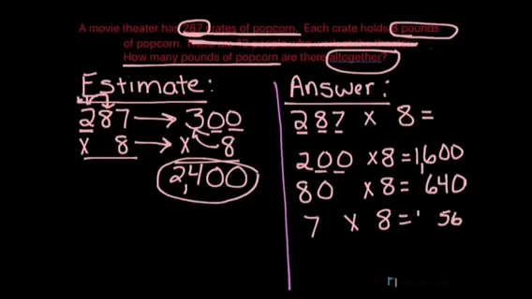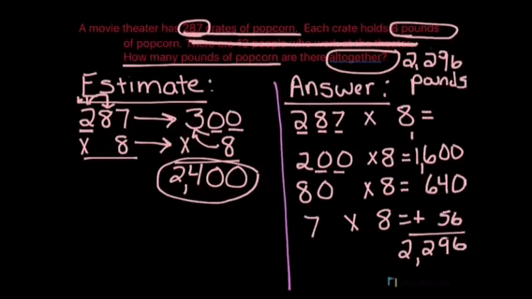I'm going to add them up. 0 plus 0 plus 6 is 6. 0 plus 4 plus 5, well, that's 9. 6 plus 6 is 12. Carry the 1. 1 plus 1 is 2. So my final answer is 2,296. I need to label my answer pounds.